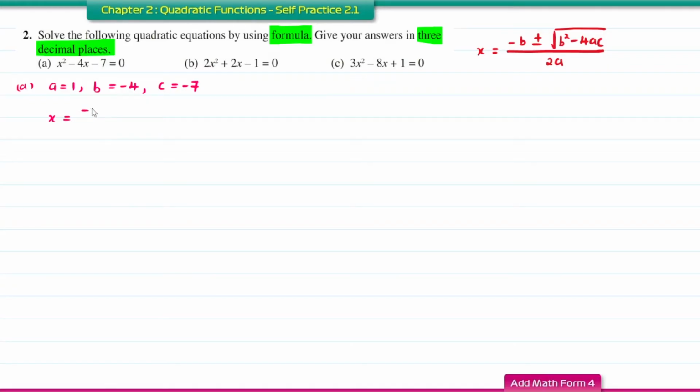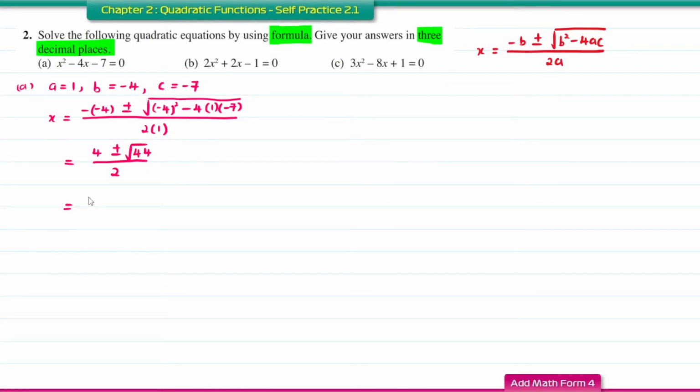So negative b is negative bracket -4 plus minus square root. So b squared is -4 squared minus 4, a is 1, c is -7. So square root this part. Then it's going to be divided by 2a. So a is 1. Next, this one gives you the answer of 4. Solve this using your calculator. The answer is 44 divided by 2.